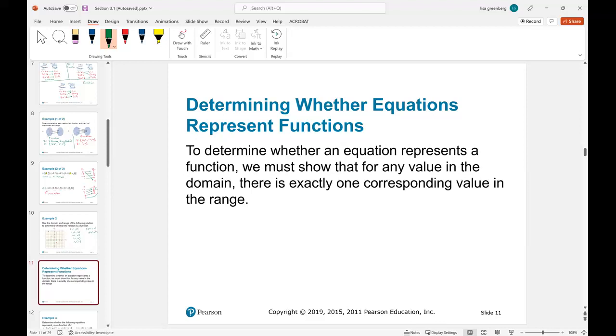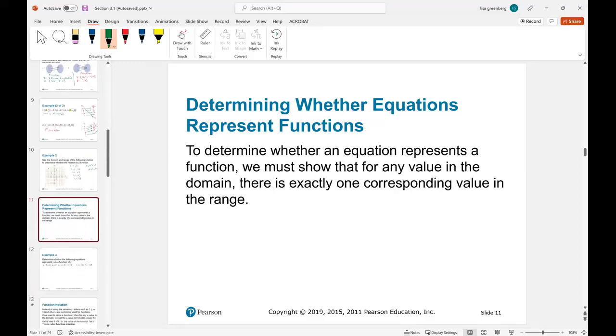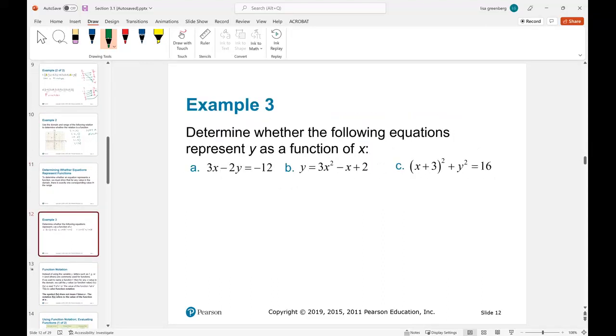So now we want to determine whether equations represent functions. We're now going to not look at graphs, but we're going to look at actual equations. So to determine whether an equation represents a function, we must show that for any value in the domain, there is exactly one corresponding value in the range. How do we do that? Well, first, I think the best way is solve for y.